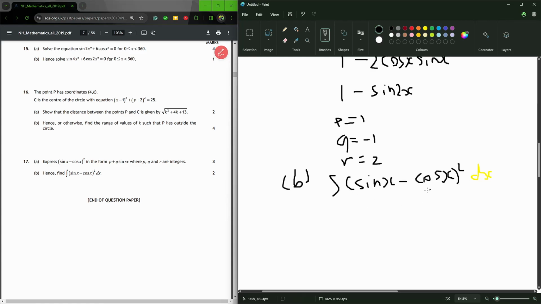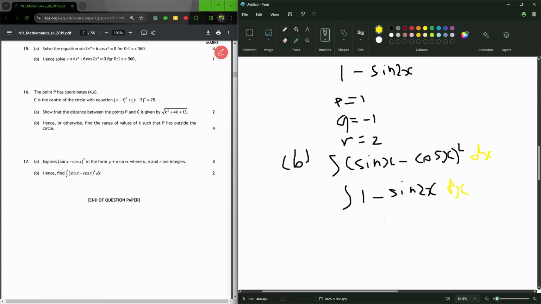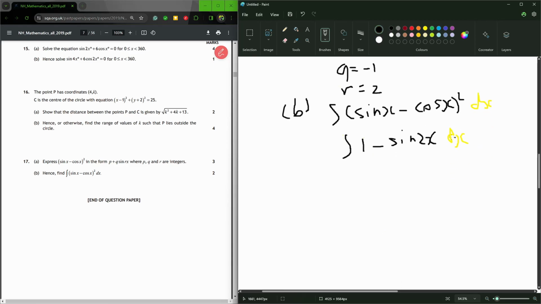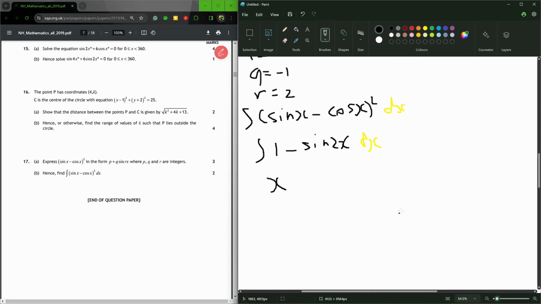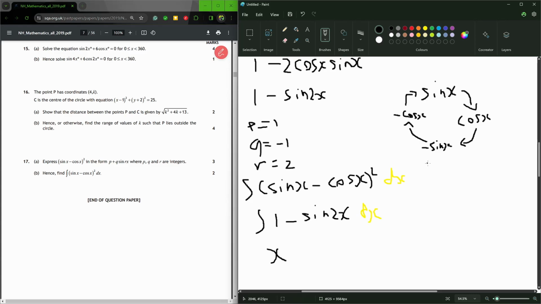But we can substitute in. We already figured out what this is. So it would be 1 minus sine 2x, and dx. I'm just going to continue hammering that home: please remember your dx's. It looks all good to me. So what's the integral of 1? Well, it's x. Then minus sine x: when you draw a quick diagram to integrate, you just go the other way. So you go from minus sine x to cos x.